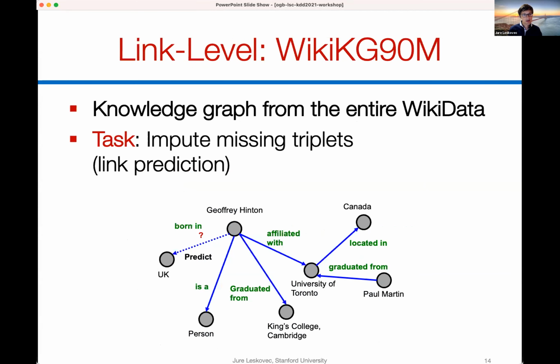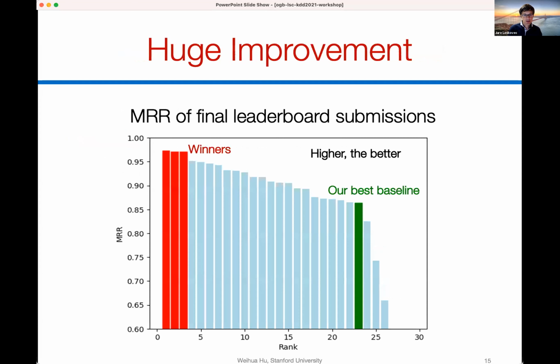For a link level prediction task, this is a knowledge graph from Wikipedia. This basically takes the entire Wikidata and represents it as a knowledge graph. So basically these are real world entities and relationships between them. And the task is to do knowledge graph completion or link prediction, where for a given entity, we want to predict a missing relation for it. So it's a very challenging task.